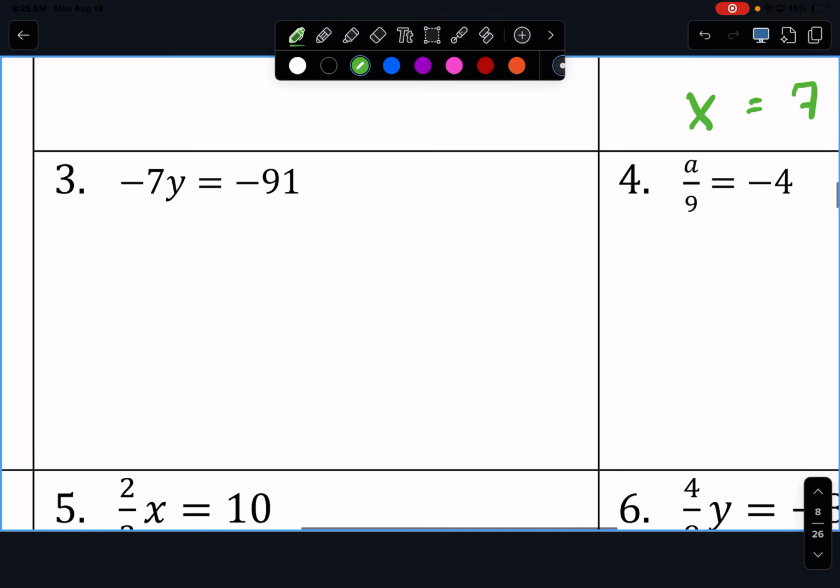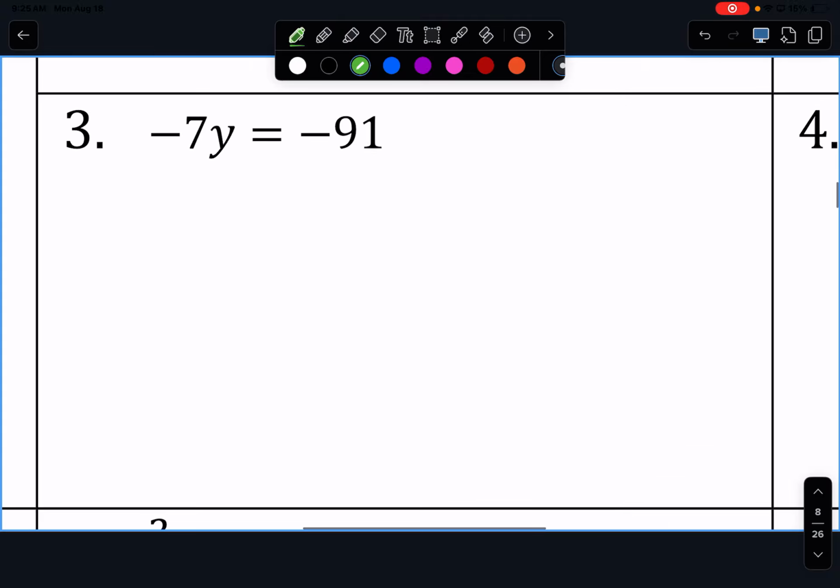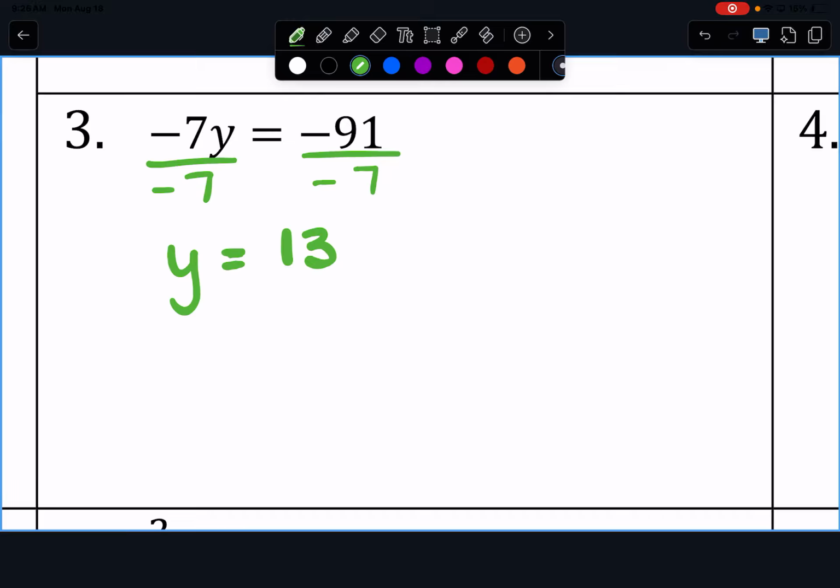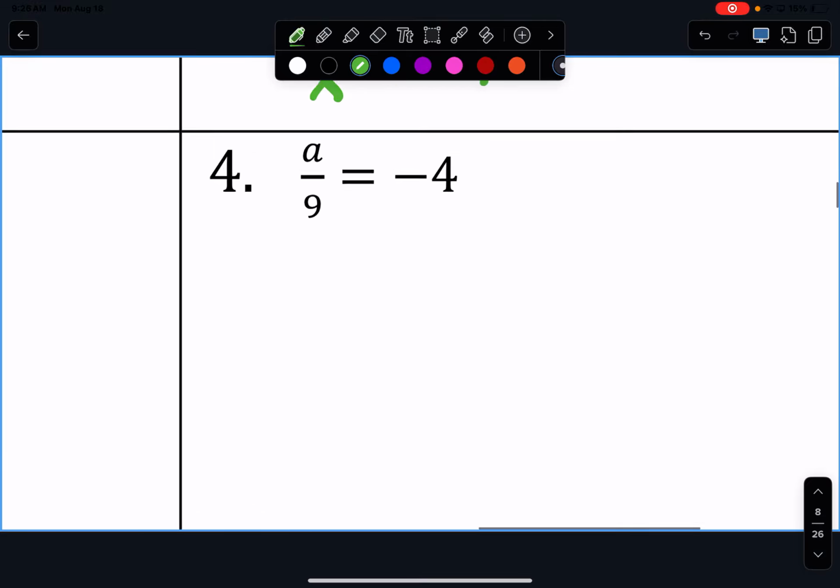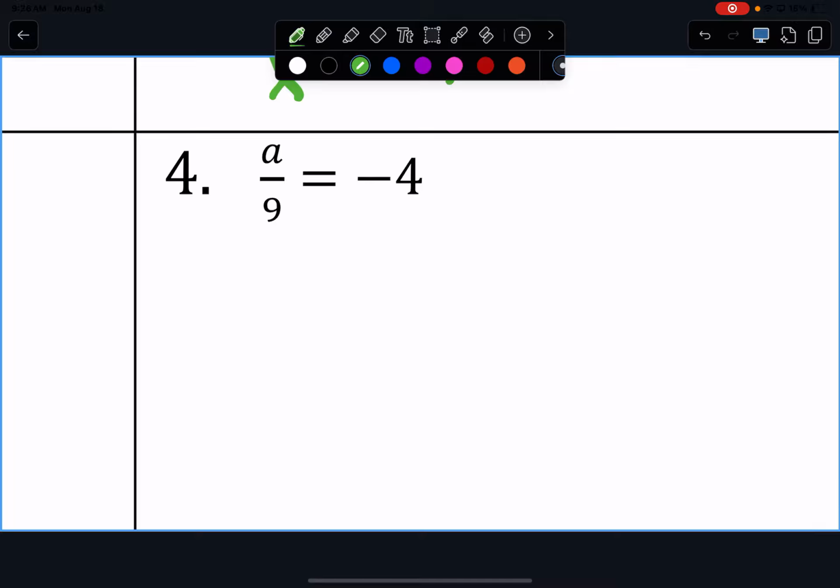All right, now, for number 3, we have negative 7 times y. How do I undo that? Division. So divide both sides by negative 7. So y equals 13. All right. For 4, we have a divided by 9 equals negative 4. How do I undo division? Multiplication. All right, so when I do that, that gets rid of our denominator, so we get left with just a equals, what is negative 4 times 9?